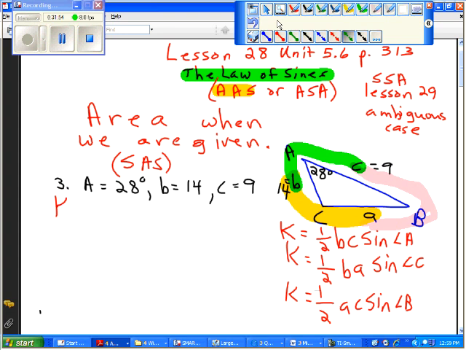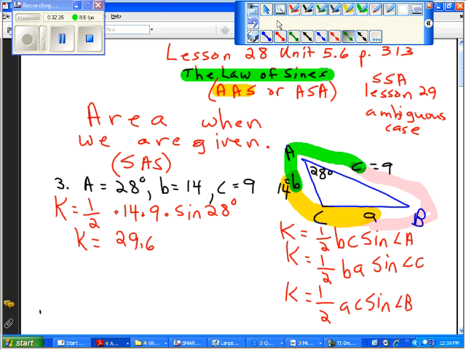And so I'm going to say that the area is equal to 1/2 the product of the sides in my side angle side. You can see side angle side there, right? Times 14 times 9 times sine of my angle, 28 degrees. Now all you got to do is punch that in: 0.5 times 14 times 9 times sine 28. Punch it in and hit enter, and we get 29.6.